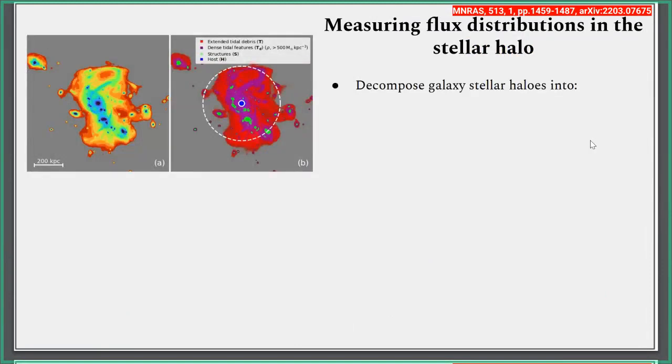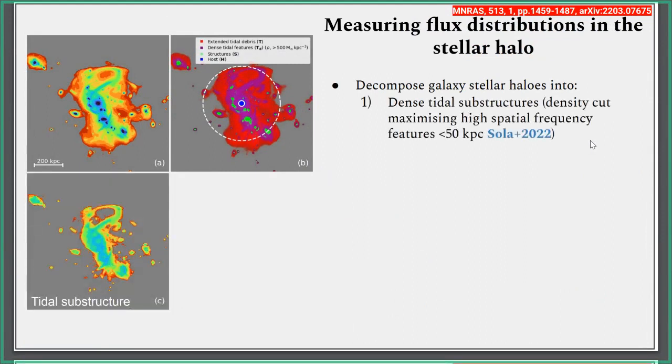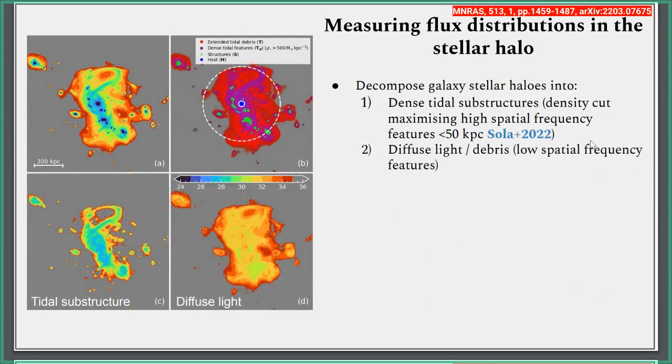So our procedure here is to first decompose these simulated galaxy stellar halos into a couple of components. Here we see the surface brightness map of a galaxy. And here we can see the dense substructure. Basically I've taken a density cut that maximizes the high spatial frequency component of the object. And then the remaining part we have is the diffuse light, the low spatial frequency component of the stellar halo. And this is after removing the actual galaxies from the particle distribution.